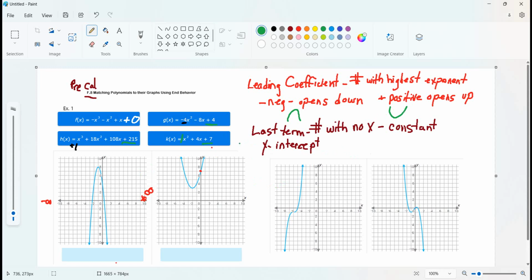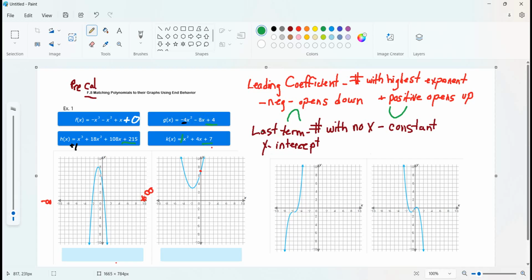Now, another clue is the last term in the equations. That's going to be the number with no x variable with it. And it's a constant, because it's always like this one. Last term is a +4. It does not have a variable with it, so it's always a +4. If you stick a variable with it, this one is not just a -8, it's 8 times whatever x is, so it changes the value.